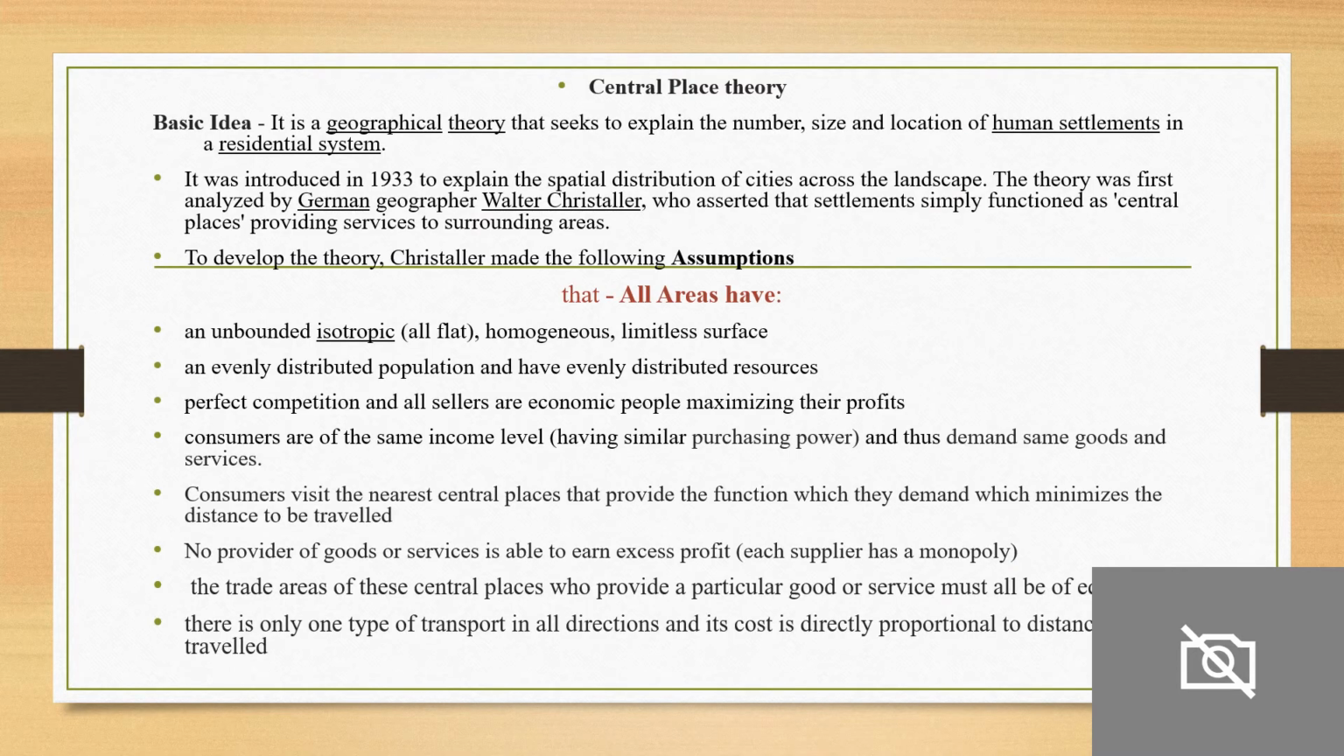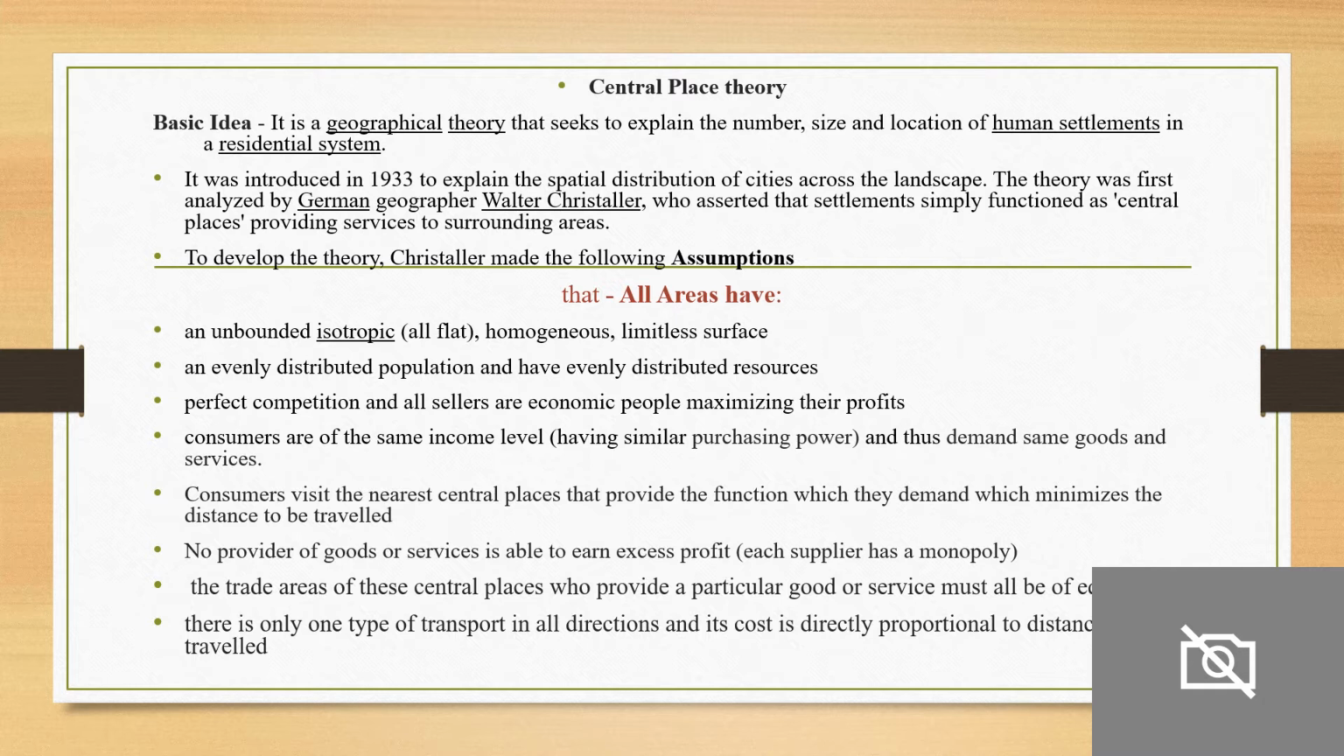For this you can first tell about the basic ideas of the central place theory. Basically there are three ideas. First, you can tell that it is a geographical theory which seeks to explain the number, the size and the location of human settlements in a residential system. He introduced this theory in 1933, and to develop this theory he has used the following assumptions.